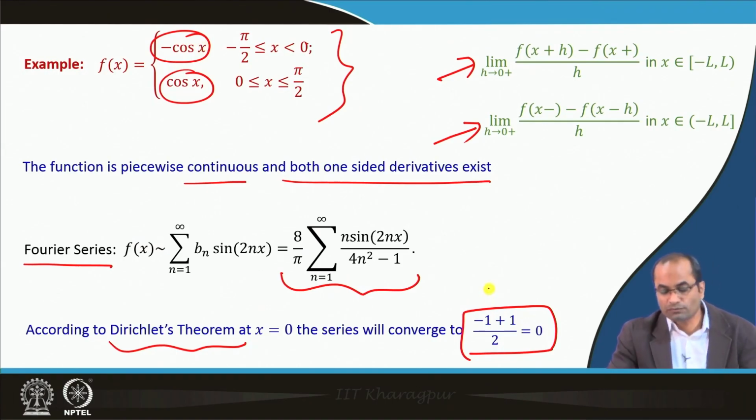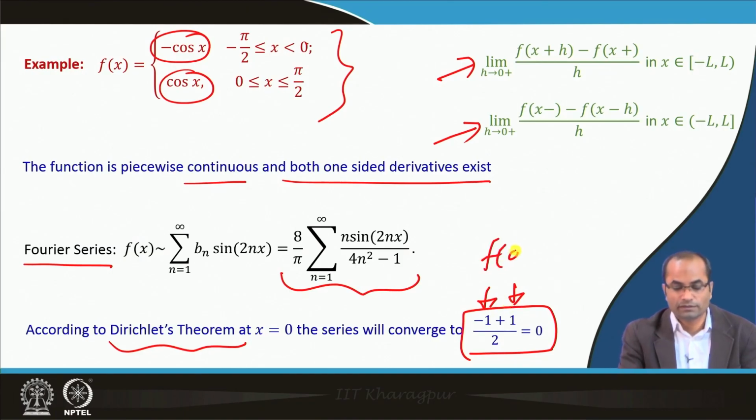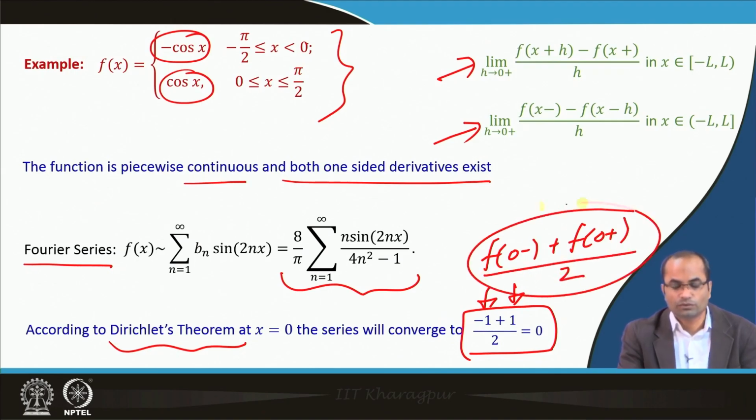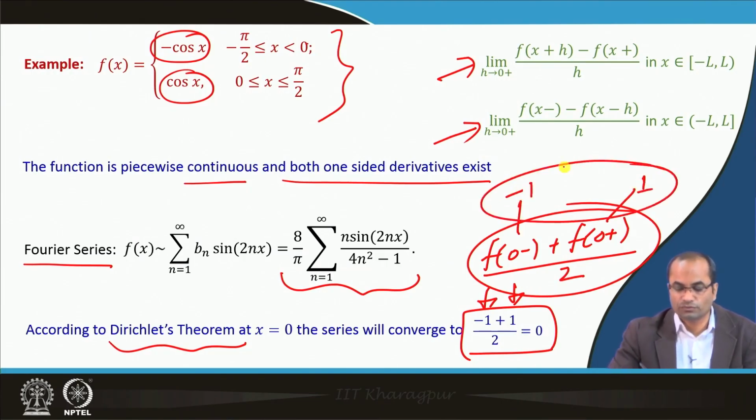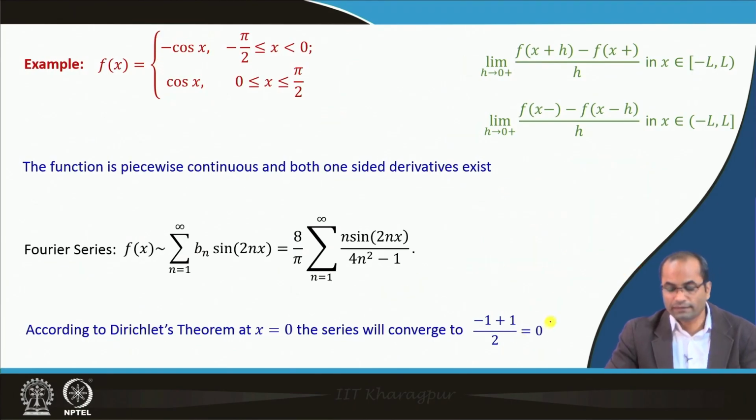So, we have minus 1 and plus 1. So, f 0 minus plus f 0 plus we have to consider and divide by 2. The 0 plus is 1 and the 0 minus is minus 1, which adds to 0. Therefore, we get this value 0, which was also visible from the plot which we discussed at the beginning of this lecture.